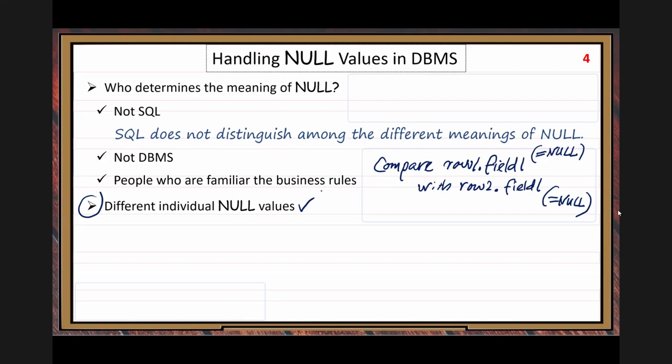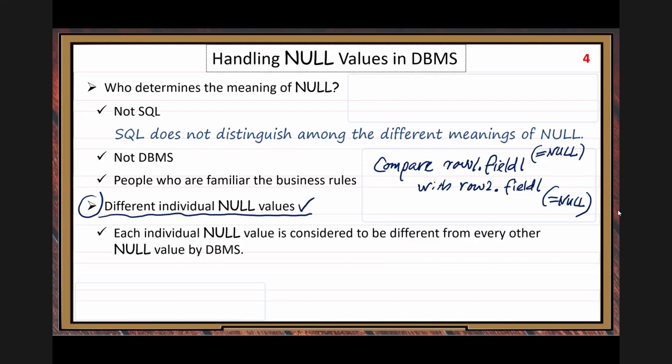So that's the reason DBMS treats them as different individual null values, although they look the same, null, because null value is special. Be careful on that. Each individual null value is considered to be different from every other null value by DBMS. The reason is that later when you put the right values there, very likely they are different. In general, they are different.